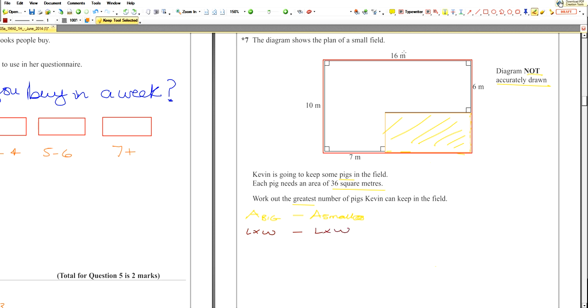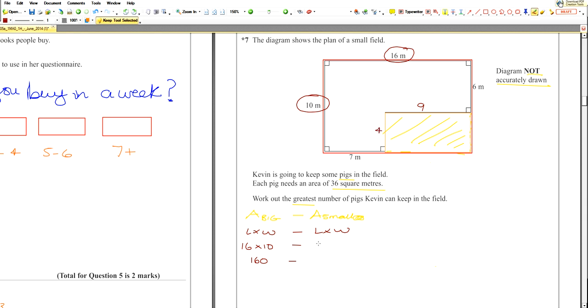What is the length of the big one? 16 and 10. So 16 times by 10 should give us an answer of 160. Okay, what's the small one? The measurements, we've got 7 here. So what's this going to be then? 7 add this number gives me 16. So it's going to be 9. 7 add 9 is 16. Now we've got 10 altogether as the height. That part is 6, so the missing height has to be 4.